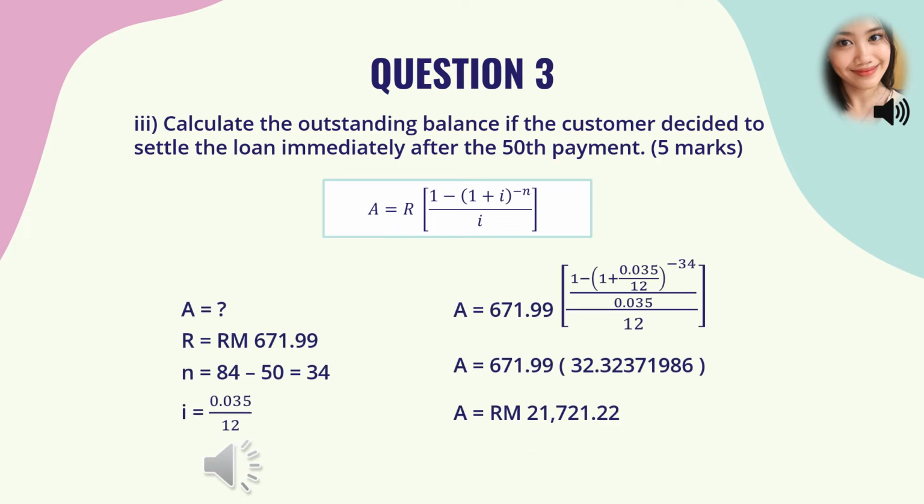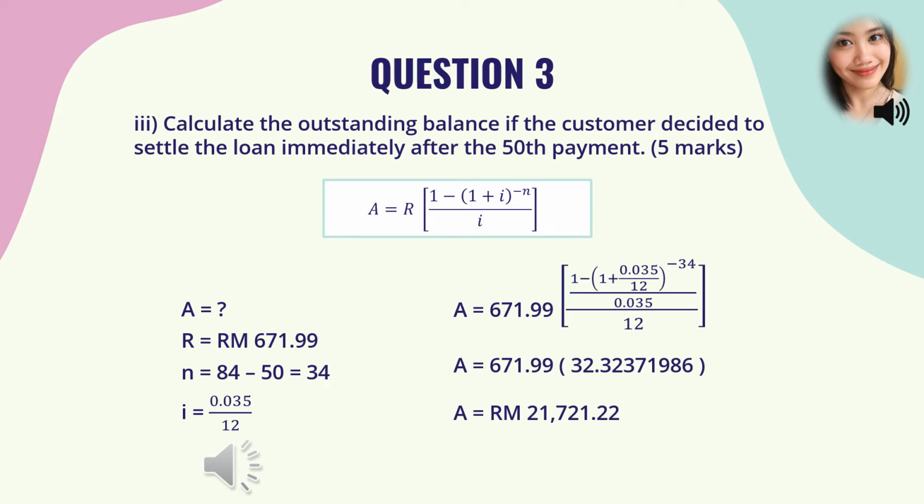Roman 3. Calculate the outstanding balance if the customer decided to settle the loan immediately after the 50th payment. For this question, we choose the same formula as the question Roman 1, the present value formula, that A equals R in bracket 1 minus in bracket 1 plus I power negative n over I. A refers to present value, R refers to periodic payment, I refers to compounding interest rate, and N refers to the number of payments.